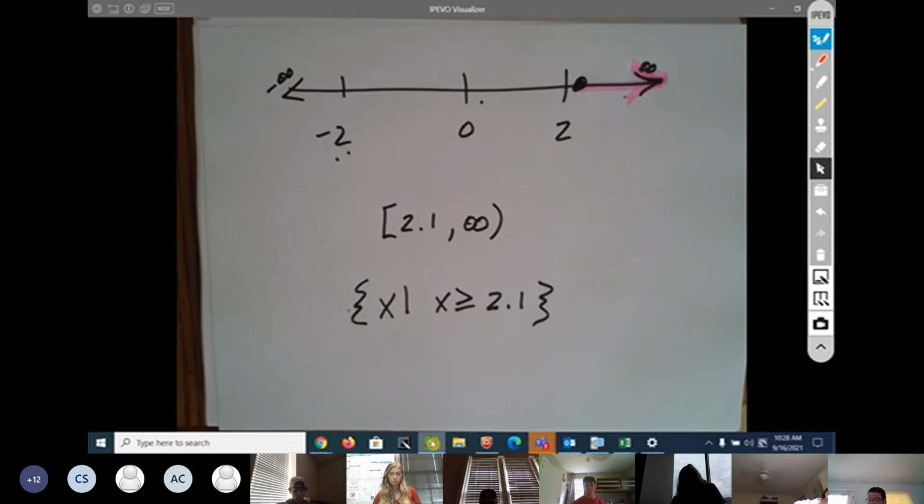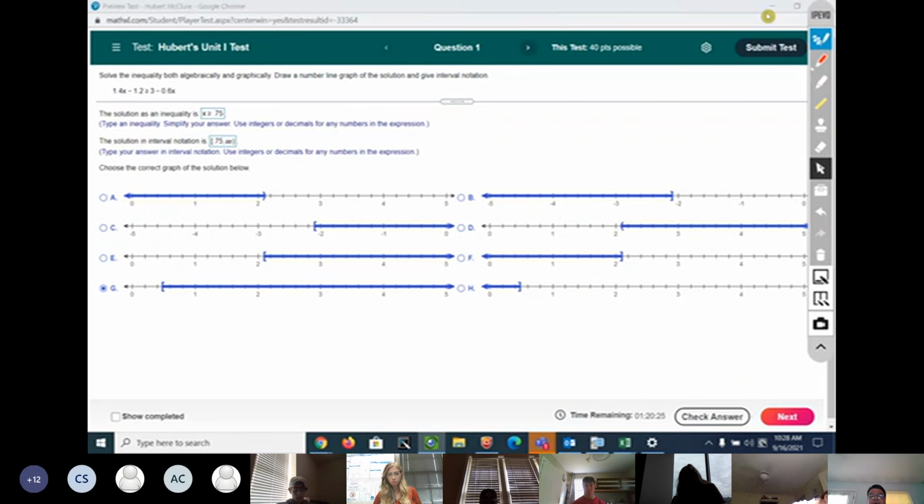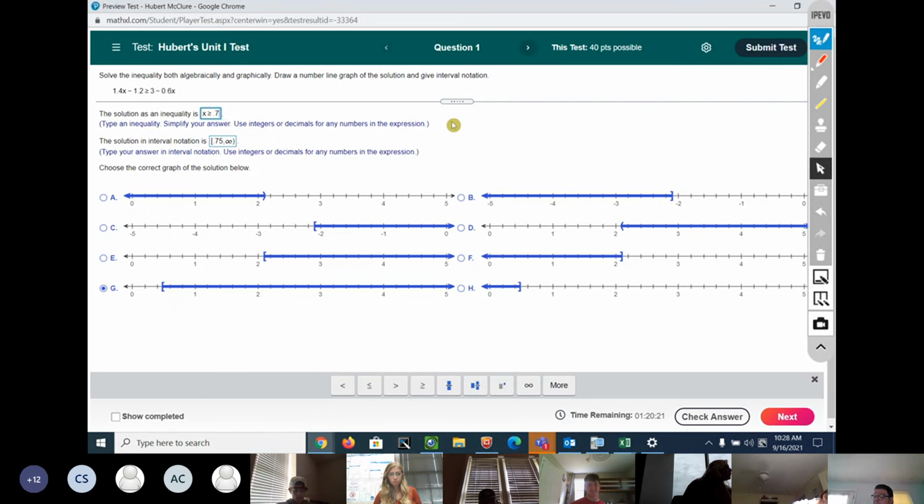So I apologize for the error. Just think of it, we did two separate problems, one with a 3 and one with a 30. My bad. So that should be x greater than or equal to 2.1. And this should be 2.1.